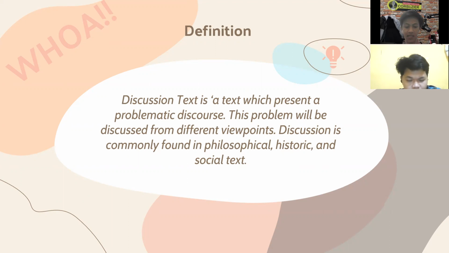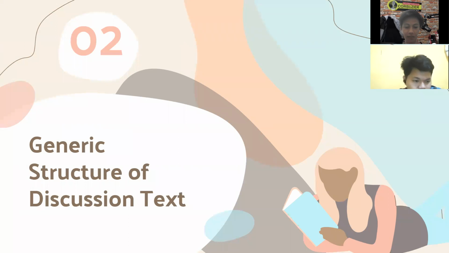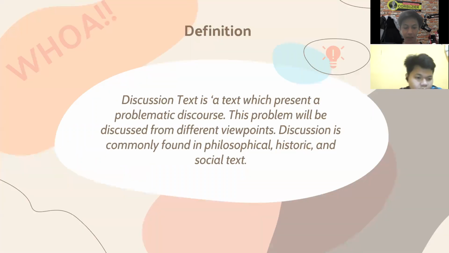The next is the purpose of discussion text. The discussion text has the aim of presenting an issue or information by presenting various opinions by experts in their fields, which in general, the opinions expressed are contradictory, or pros and cons. So it can be concluded that the author makes the text based on the discourse that exists in the community. The discussion text shows problematic issues by not taking sides with one opinion or point of view only. Okay, that's all for the definition and the purpose.